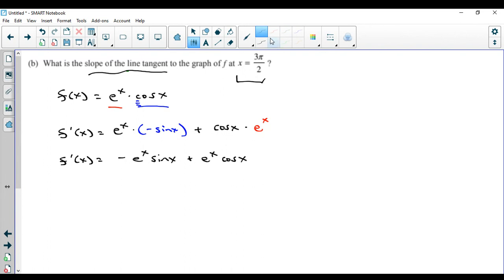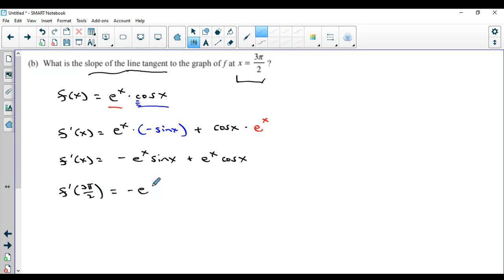So now let me answer the question. This is not the slope of the tangent line, right? This is a formula for the slopes of all the tangent lines at any point x. We want specifically the slope at 3 pi over 2. So that means we have to change this notation from f prime of x to f prime of 3 pi over 2. This is us evaluating the derivative specifically at x equals 3 pi over 2.